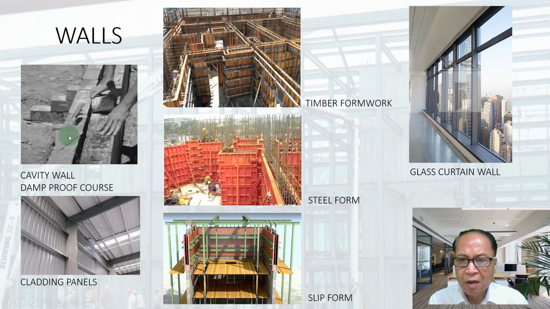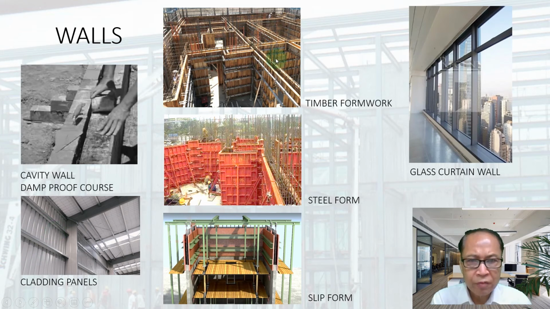For small house, the wall is like this. Big wall, you see. For cold area, you see we have double layer of walls. You see, we call it cavity wall. And this is the damp-proof course. This is for old and small building. This is the cladding, the aluminum cladding for the outside wall. Maybe for the warehouse and factory.